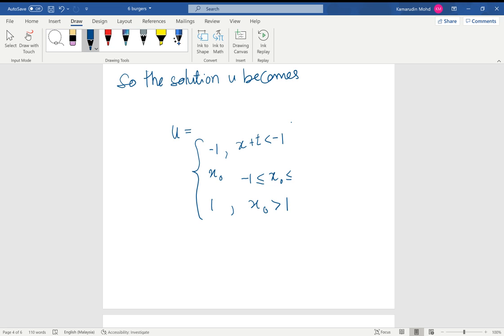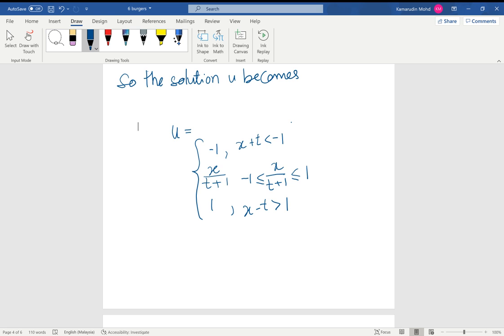And then for the second case, we get x naught equal to x over t plus 1. So we replace here and here, and we get x over t plus 1, and then here x over t plus 1 less than or equal to 1. For the third case, we solved earlier, we get x naught equal to x minus t. So we replace, we get this form.